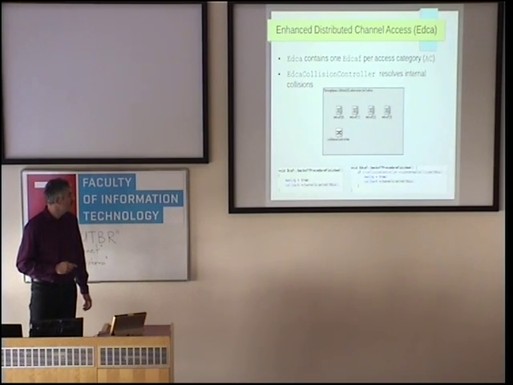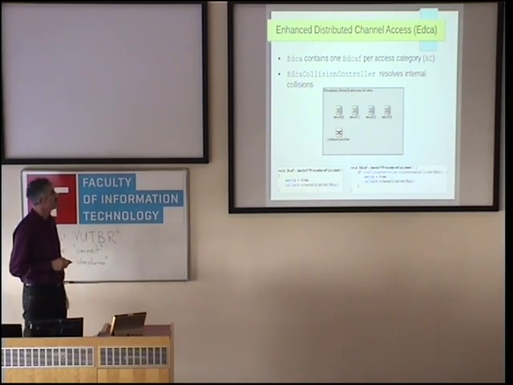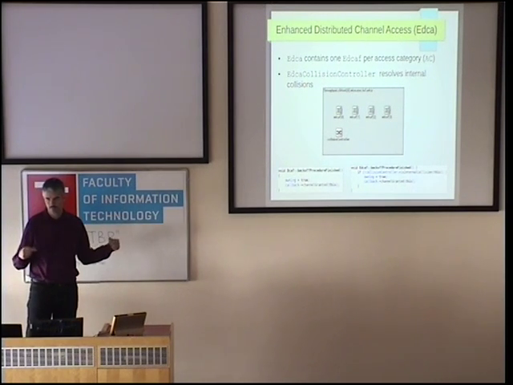And on the next slide, it will become more clear what's the point of this modularity, because in the hybrid coordination function, the terminology is really not easy to follow, but the standard is that complicated. So in the hybrid coordination function, we have this EDCA, which is for the QoS case, and it contains basically four queues for accessing the channel, and the collision controller that resolves internal collisions, because it's also possible that the channel access functions collide, that try to access the channel at the same time in the same station.